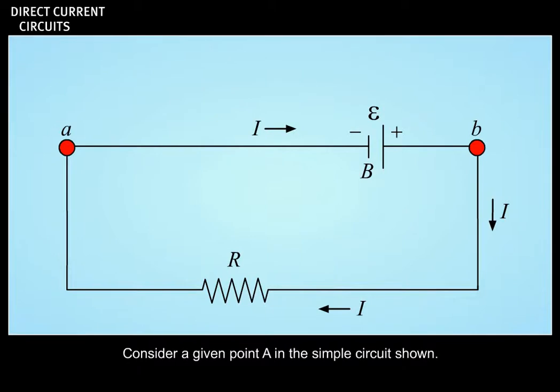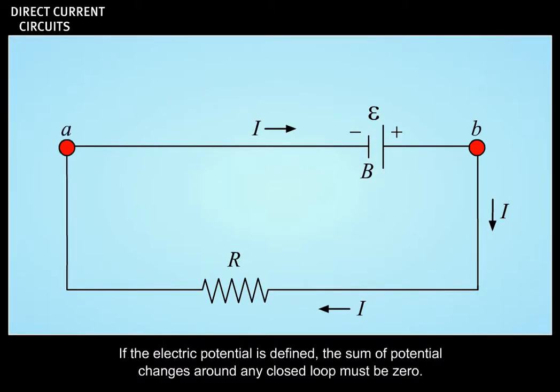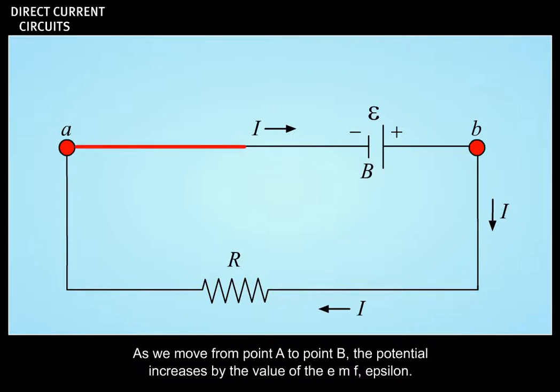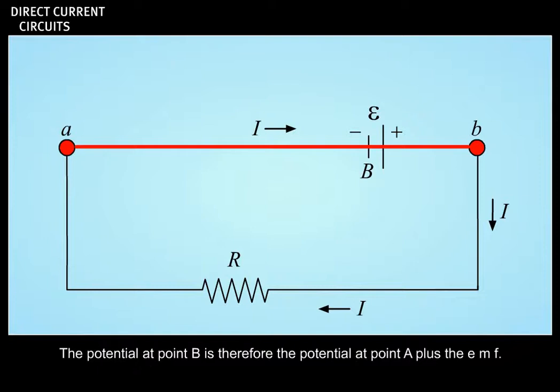Consider a given point A in the simple circuit shown. If the electric potential is defined, the sum of potential changes around any closed loop must be zero. Let's make a round trip through the circuit in the direction of the current flow and add up the potential changes. As we move from point A to point B, the potential increases by the value of the EMF, epsilon. The potential at point B is therefore the potential at point A plus the EMF.